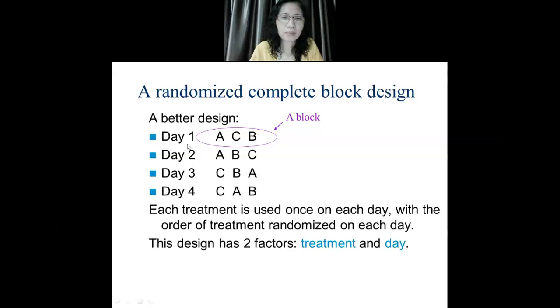So day 1, we do A, C, B. Day 2, we do in this order, A, B, C. Day 3, we do C, B, A. Day 4, C, A, B. So this is a better design, and this design is called a randomized complete block design. And each day is a block. So when this happens, now we have 2 factors. One factor is the treatment, and another one is the day. The block here is the day.